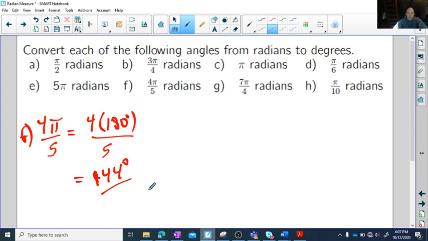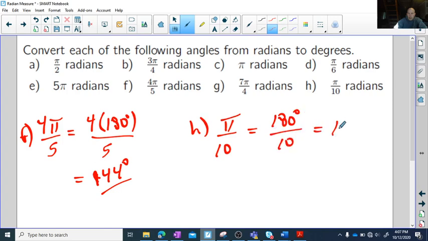Pi over 10, so H is pi over 10. Convert pi to its degree equivalency, which is 180 degrees, divide by 10. So we are talking about an 18-degree angle. As I said, those ones are easy.